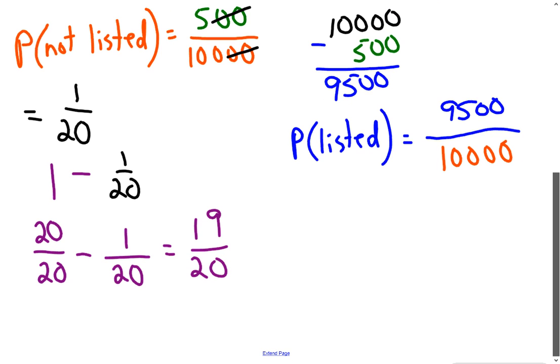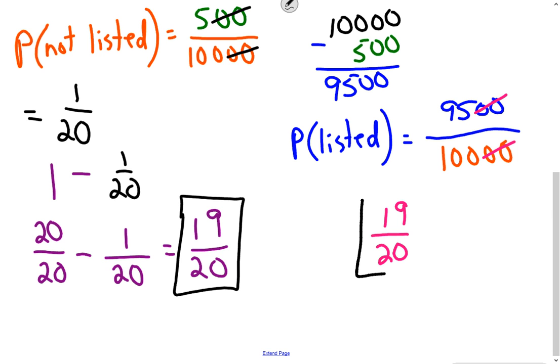So now I just have to simplify this fraction. Again, I'm going to start this off by looking at this. Both are divisible by 100, so I'm going to get rid of that. So now I'm left with 95 over 100. Well, I see that both of those are divisible by 5. And if I take 95 and divide it by 5, I get 19. If I take 100 and divide it by 5, I get 20. So notice, when it's all said and done, it didn't matter which way I calculated it. I still ended up with the same probability that the phone number would be listed in the phone book.